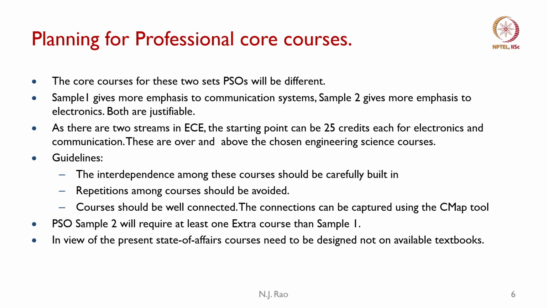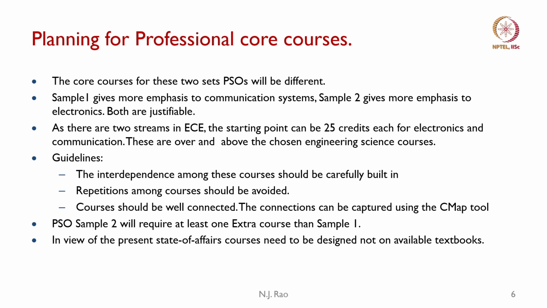So we start with 50 credits. These 50 credits are after engineering science courses are already taken care of. That is a different set. These are over and above the chosen engineering science courses. So start with 25 each, and then as you finalize that, they may slightly differ from 25, but the total will have to be 50.